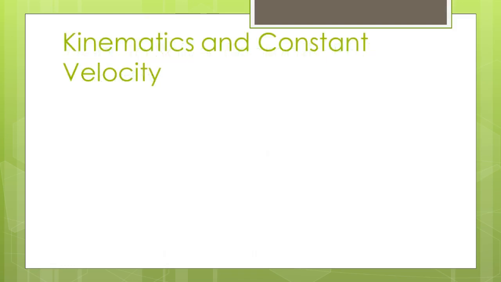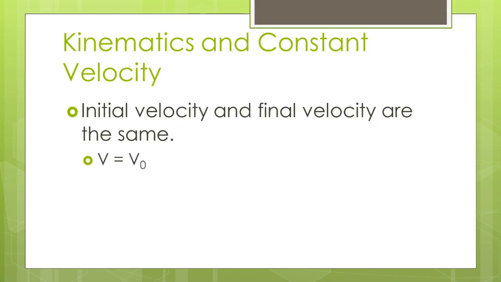When you know you're dealing with constant velocity in kinematics, there's a couple of things that you should remember. Initial velocity and final velocity are the same. So v equals v sub 0. If you're told you're driving at a constant velocity of 3 meters per second, you know that you start at 3 meters per second and end at 3 meters per second.